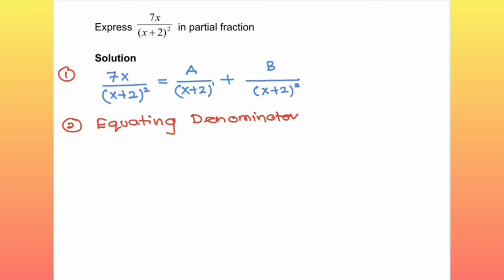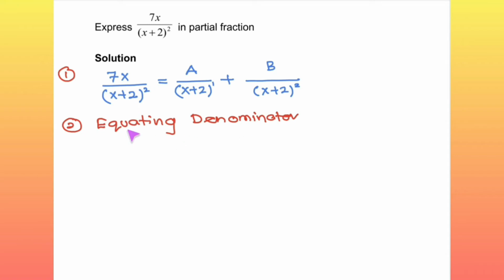Next, we continue with the same procedure as before. We want to equate the denominators. Remember, to equate the denominators, do not cross multiply the right hand side. Jangan darab silang belah kanan ni, sebab bila awak darab silang belah kanan ni, denominator nanti akan jadi kuasa 3. Padahal kita nak yang belah kiri ni denominator cuma kuasa 2 sahaja. So how do we do it?